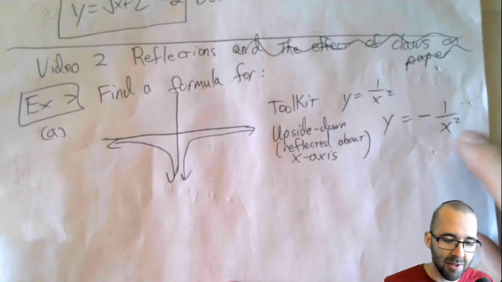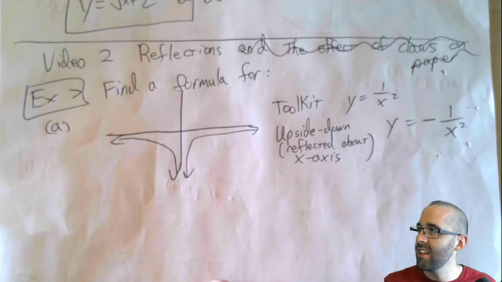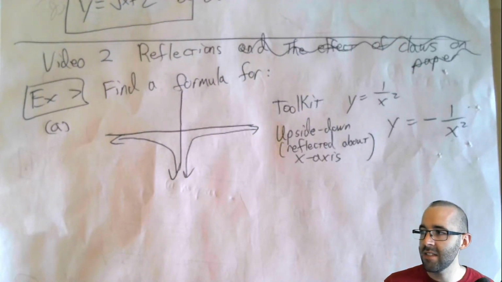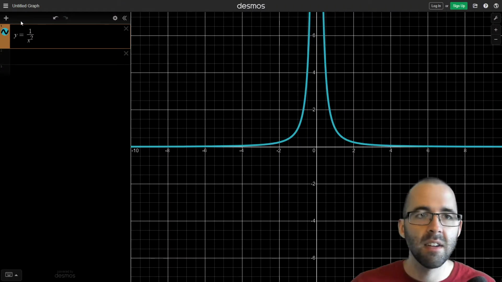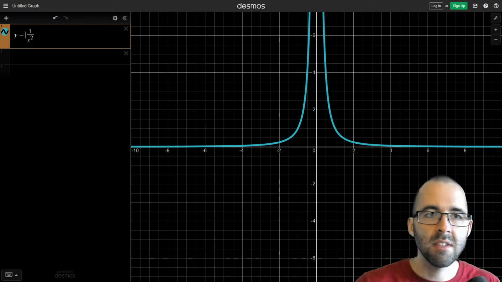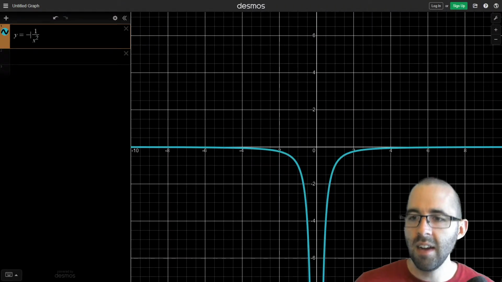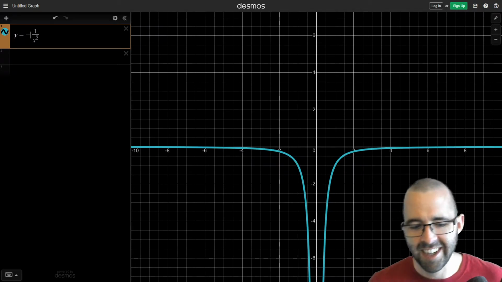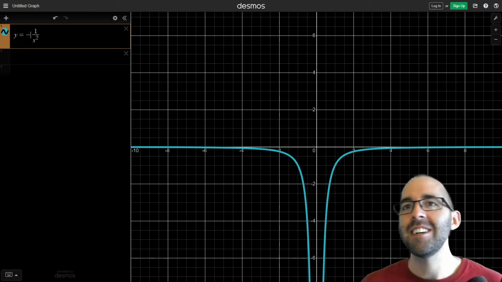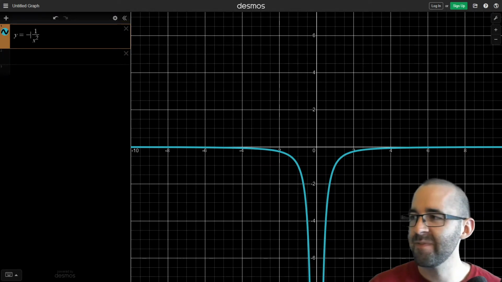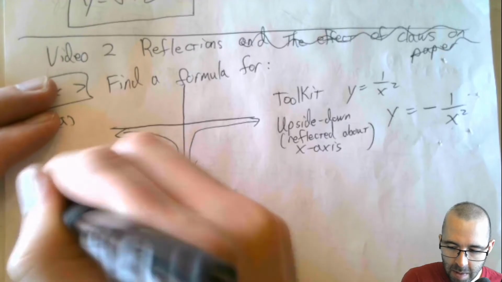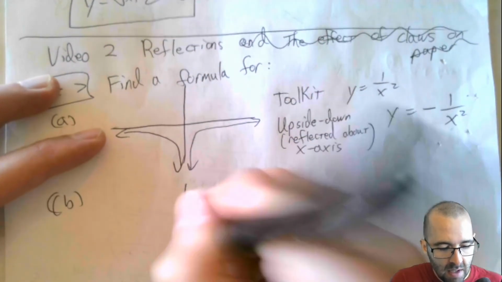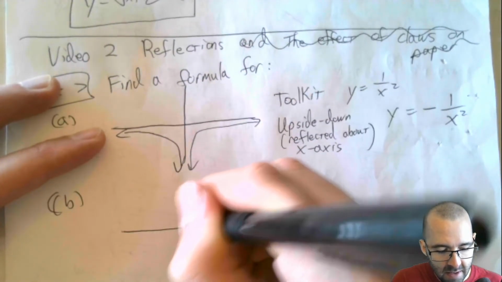And we can check our answers. Desmos is great for this. Is negative 1 over x squared what this looks like? We check. Add a negative to the front. Yeah, that is roughly what I drew. It's supposed to be the same. All right. Another one. Part B. Let's look at something like this.